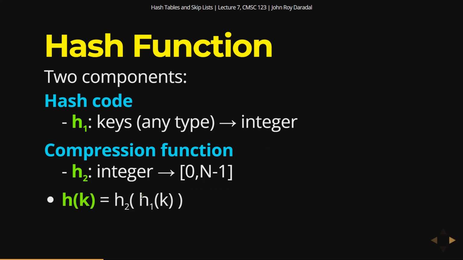We actually do these two functions in succession. For your hash function, you apply the hash code first, h1, on the key, and whatever integer is the result of the hash code, you pass that to the compression function h2. You do the two functions in succession.